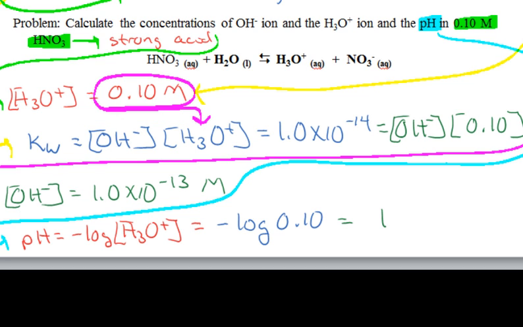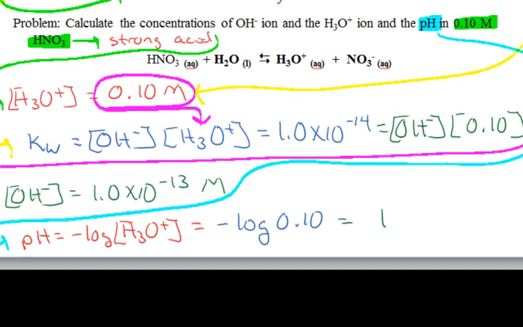So, the pH is defined to be the negative log of the hydronium ion concentration, and only the hydronium ion concentration. And it has to be in molarity. So, the log of 0.1 and then change the sign. The pH equals 1. That makes sense.